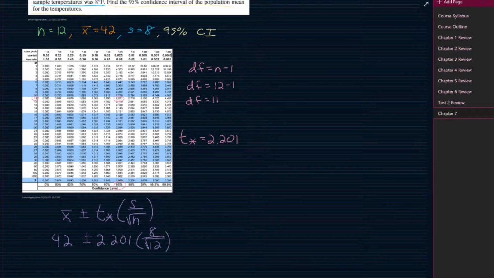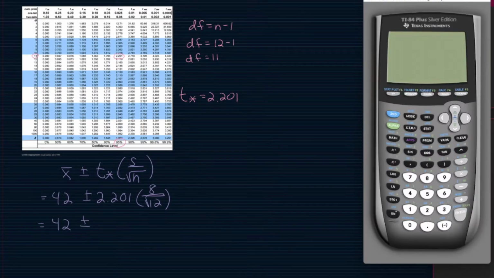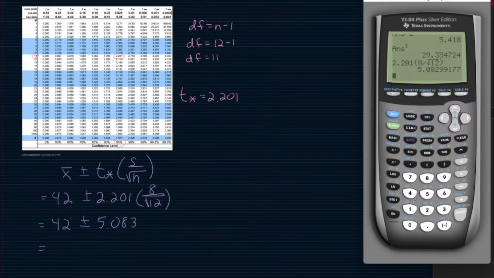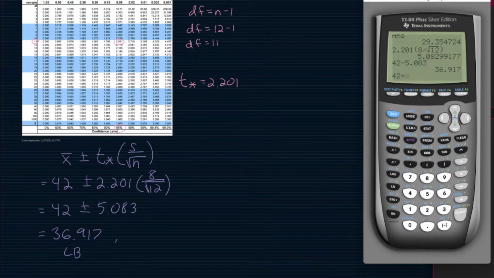So we get here 42 plus minus, and then this is the value I'll calculate in my calculator, 2.201 times 8 divided by square root of 12, which is 5.083. So we do 42 minus this value, 5.083. It's our lower bound, 36.917. And our upper bound, we do 42 plus 5.083, which is 47.083.